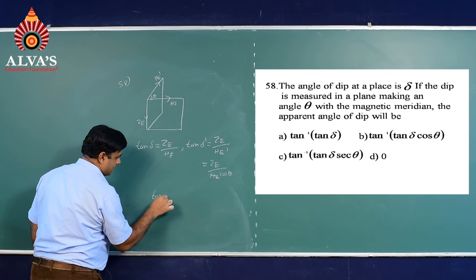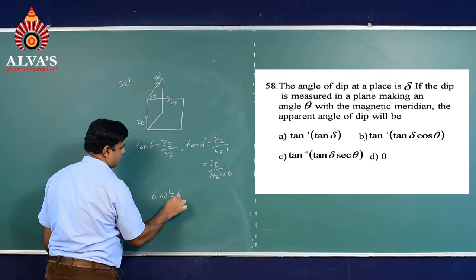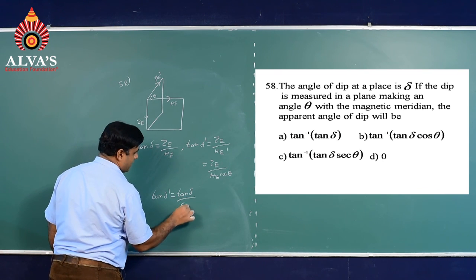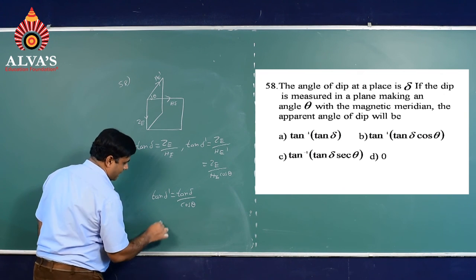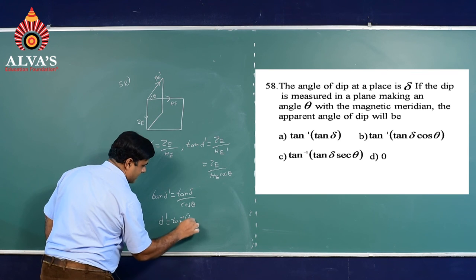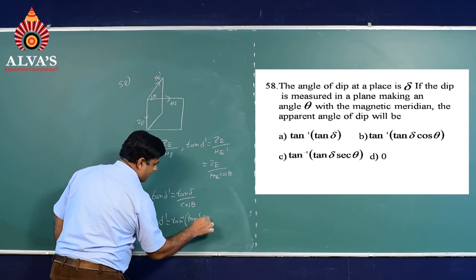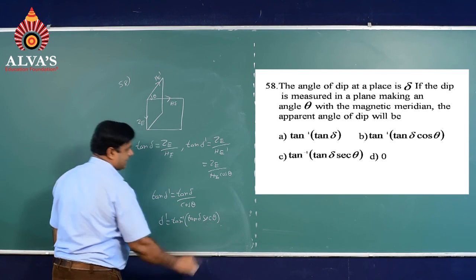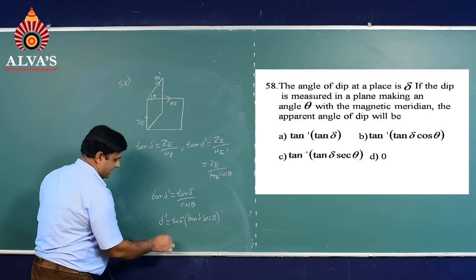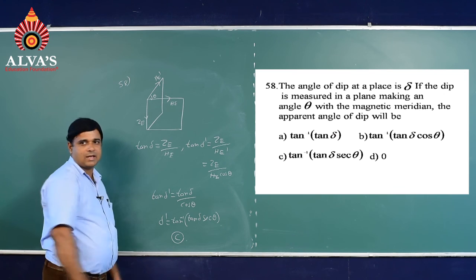which implies tan delta dash equals tan delta divided by cos theta, or delta dash is tan inverse of tan delta into 1 by cos theta, which is secant theta. So, the answer is tan inverse of tan delta into secant theta. So, C is the answer.